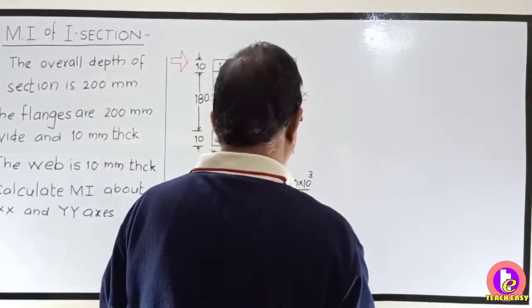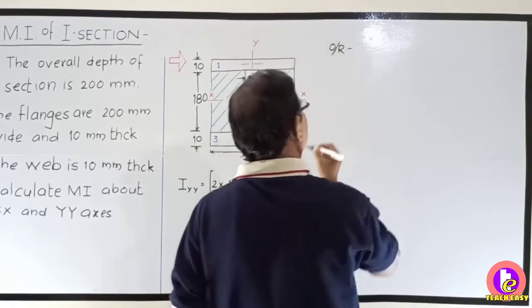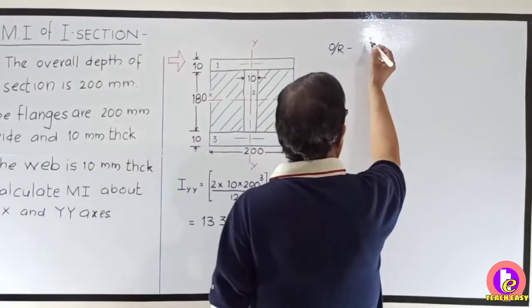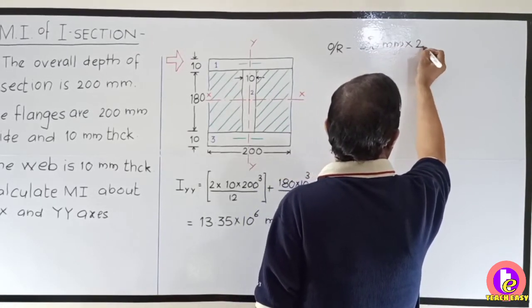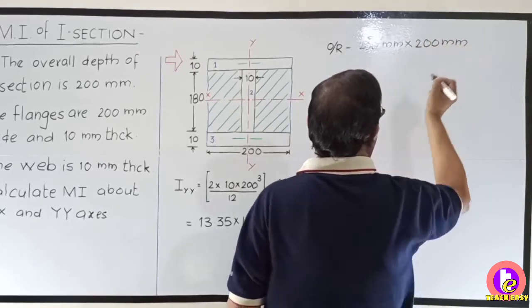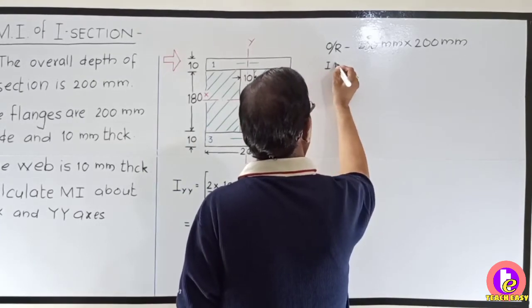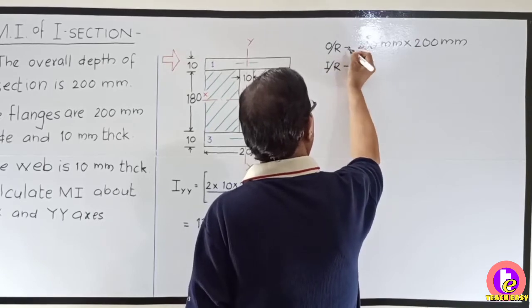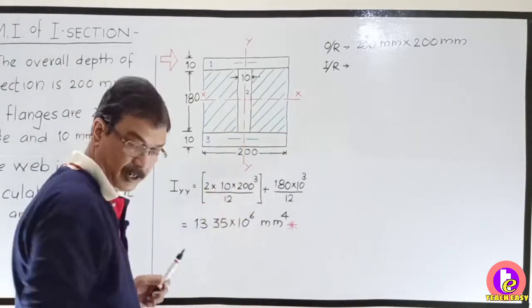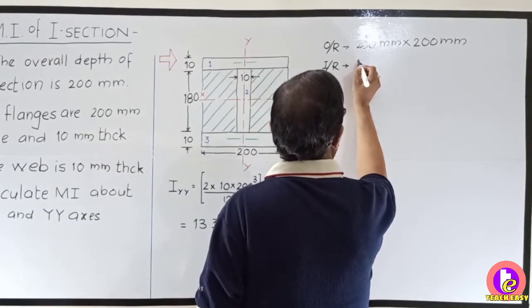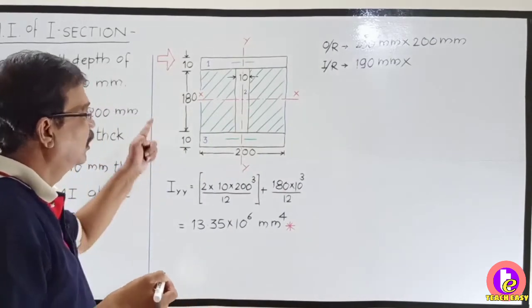So, let us write outer rectangle. What is outer rectangle? What are the dimensions? See, outer rectangle dimensions are 200 mm, that is square, by 200 mm. Inner rectangle. What is inner rectangle? What are the dimensions of inner rectangle? See, look here. This distance is 200 mm minus 10, means it will be 190 mm. Width. And what is depth? 180 mm.